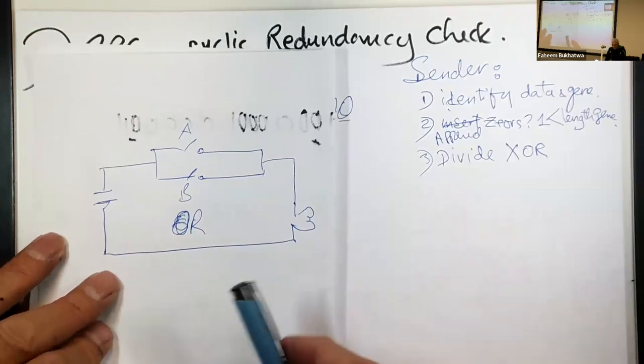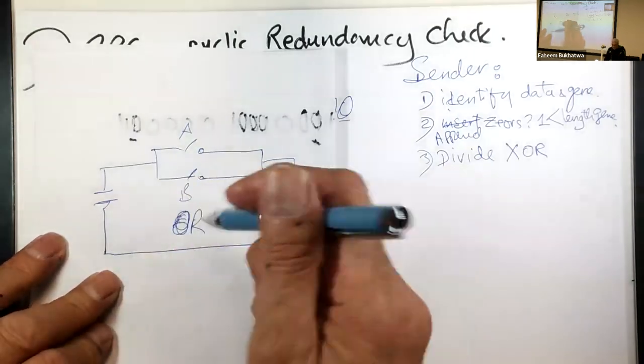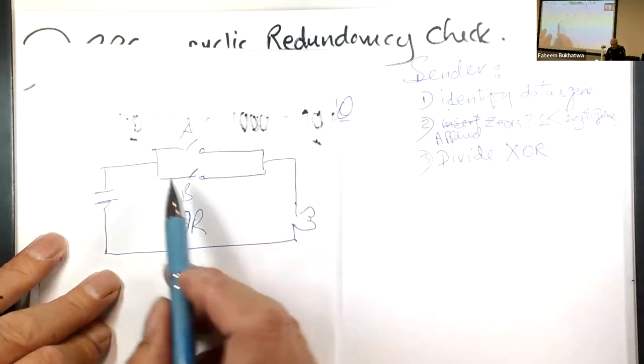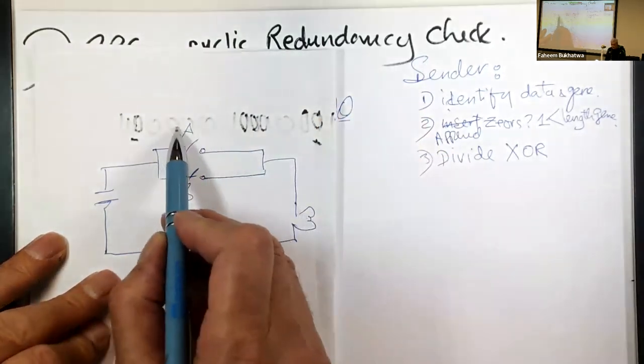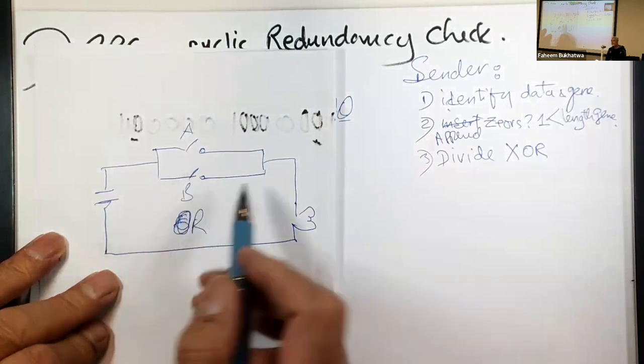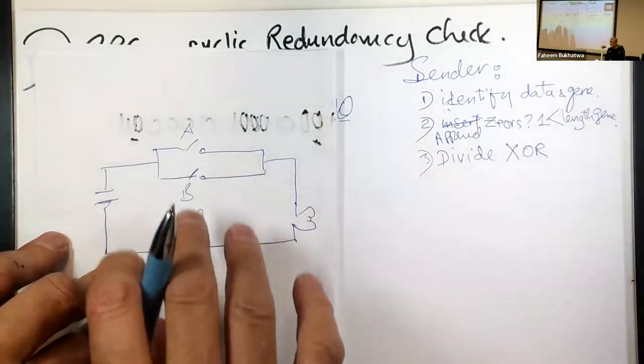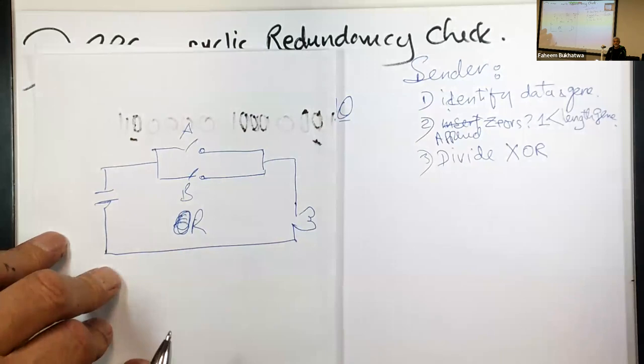What does OR mean? It means if this switch A is closed, it's 1, the light will come on. Open it, the light is off. If you close B, the light will come on. So it's either A or B, or both. The light will come on.